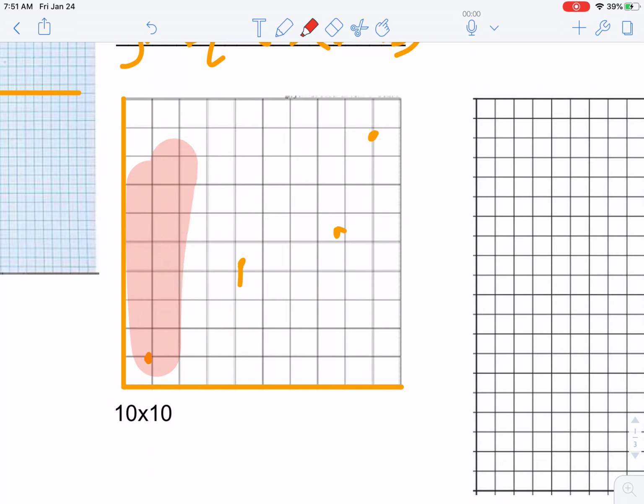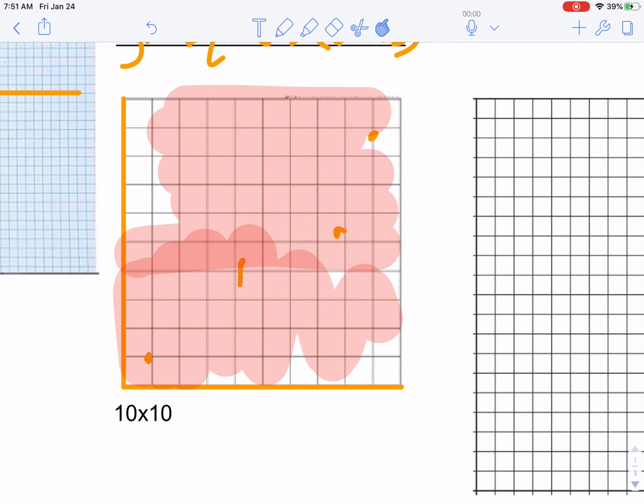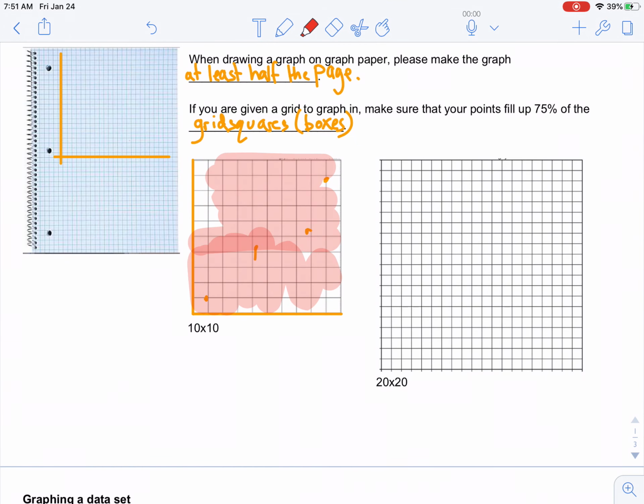So we want our graph to be taking up most of the grid, both lengthwise on the x-axis and vertically on the y-axis too. So we'll show you guys how to scale correctly. This is a 10 by 10 grid. This is a 20 by 20 grid. Just see what the difference is there.